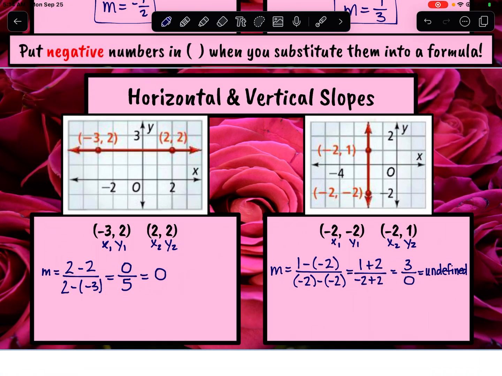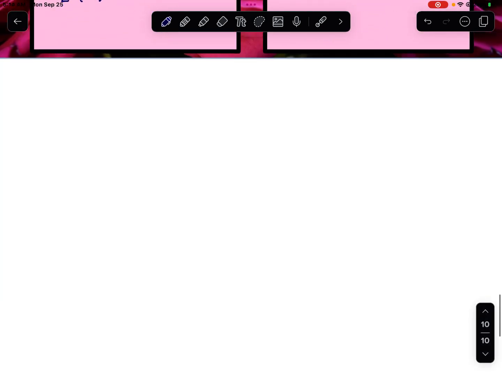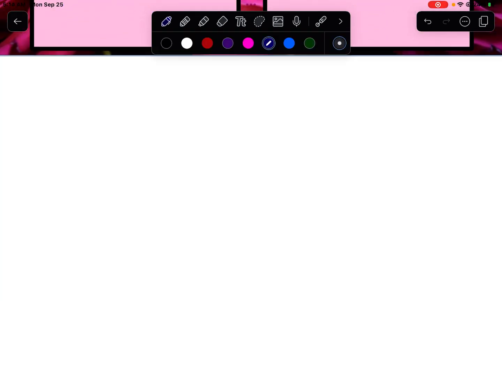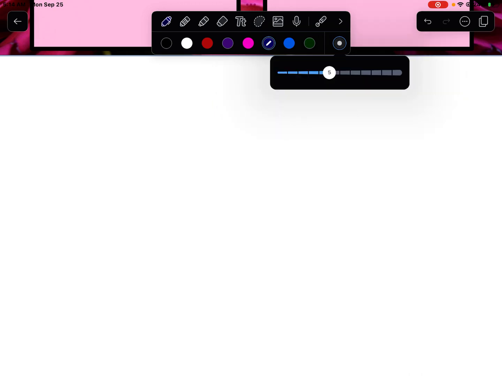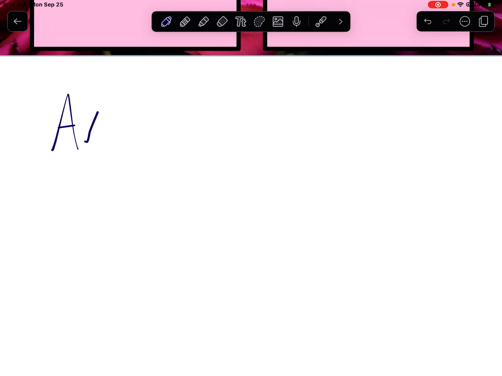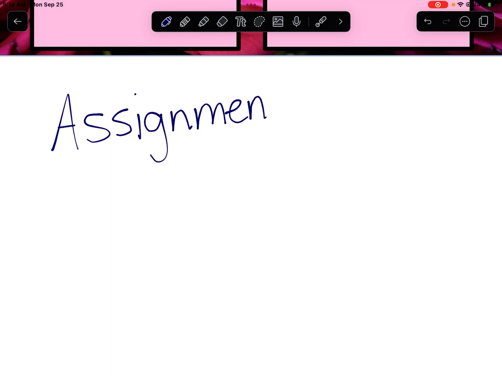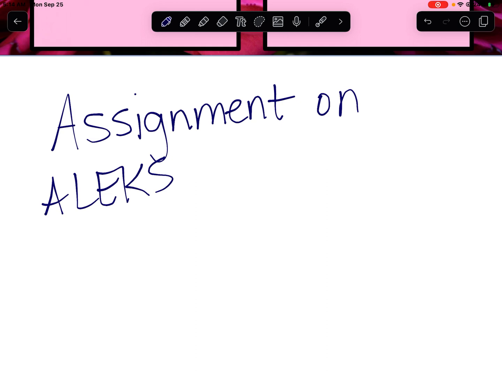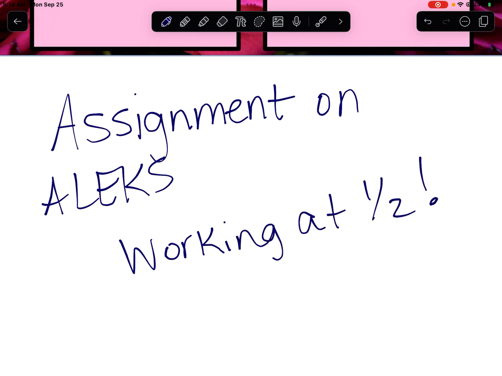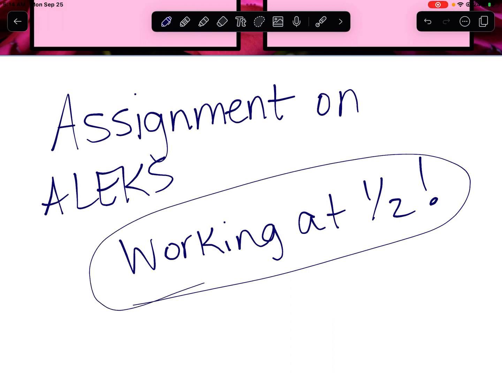Okay, so you guys have an assignment on Alex. It has today's date on it. I would like you to be working at level 1/2 only. Okay, so stay in your assigned seats, and yes, the sub has a seating chart, so don't try to be sneaky. Stay in your assigned seats and whisper voices only.